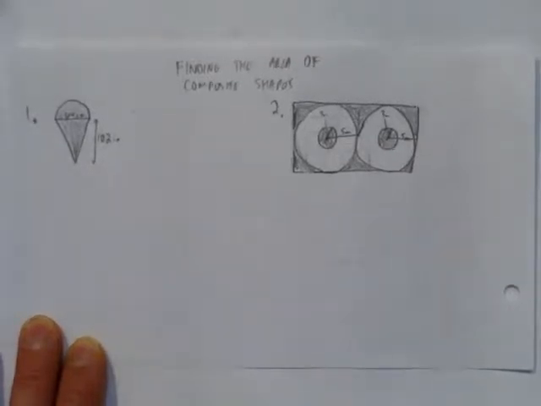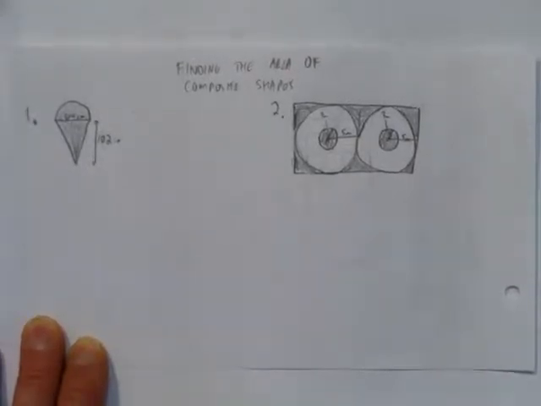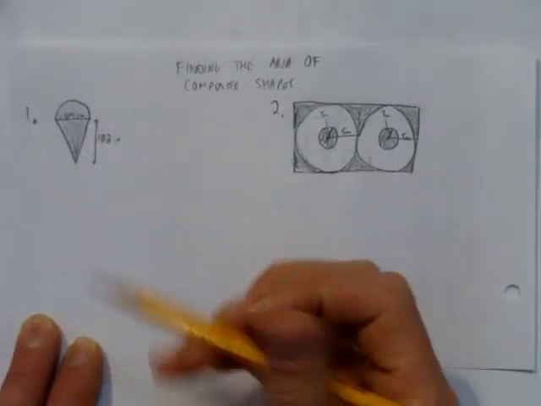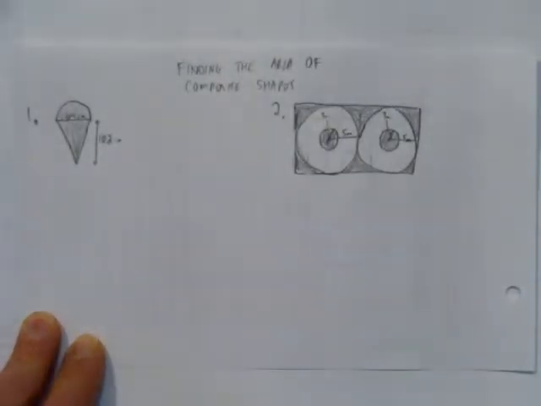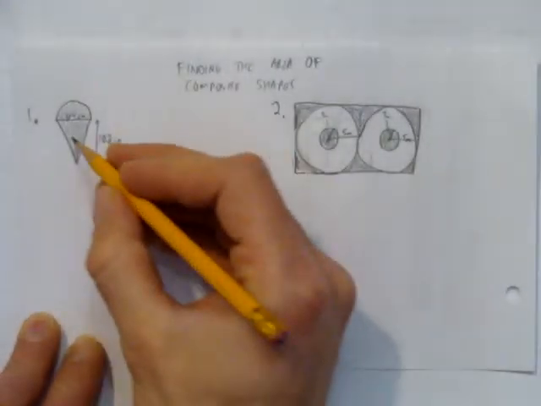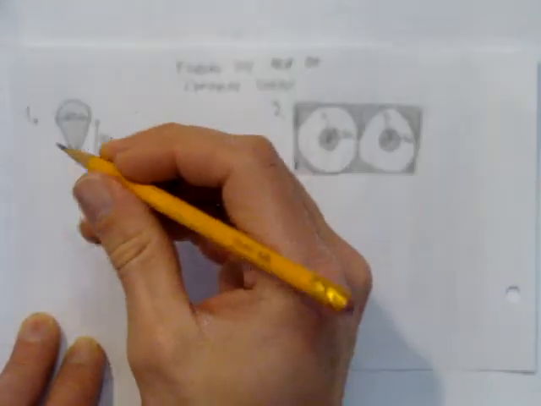In this video, we'll find the area of two different composite shapes. The first shape that you see in question 1 is a triangle with a half circle. We'll need to calculate the area of both pieces. So let's start with the triangle.